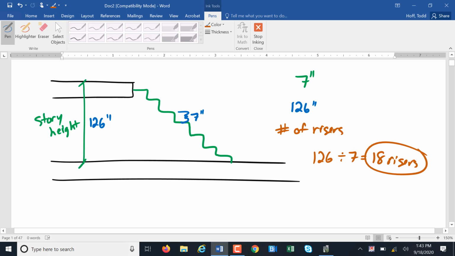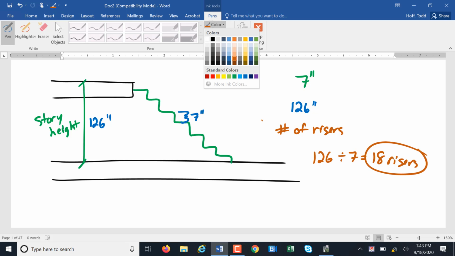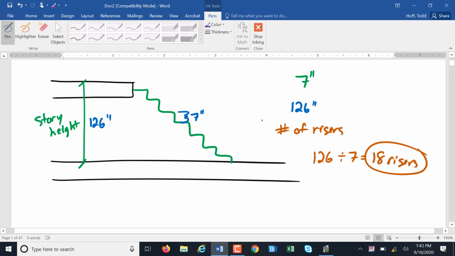Now, how many treads or runs is that going to end up being? You would think it would be 18, wouldn't you? It's 17 because you have a rise on top and a rise on bottom. You always get one extra rise. So it only takes 17 treads or 17 runs. That one always gets me.